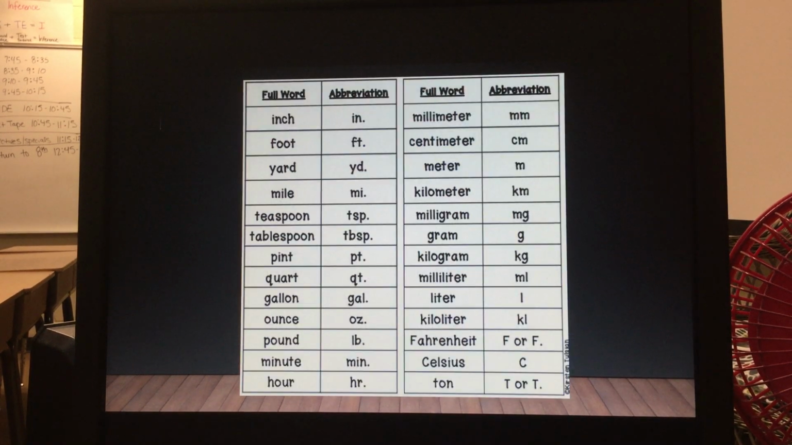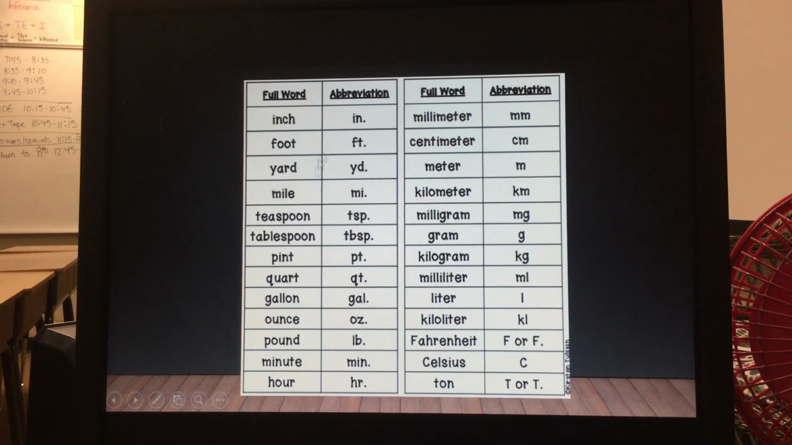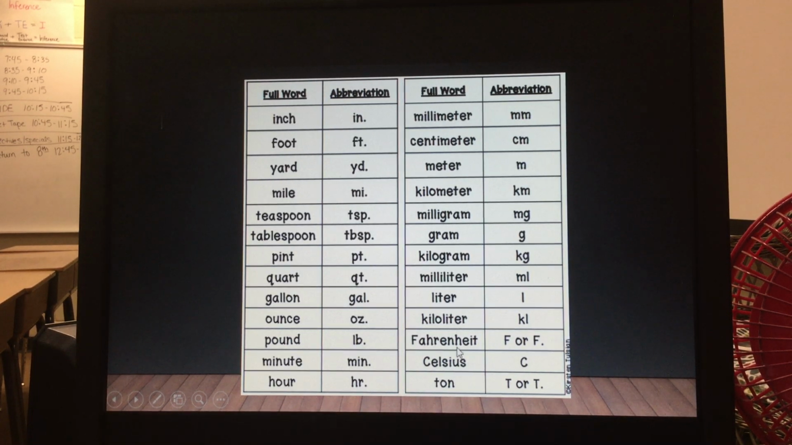So let's look at the list. On this side, we have our standard. Standard units of measurement are in lowercase and they end with a period. So inch, foot, yard, mile, teaspoon, tablespoon, pint, quart, gallon, ounce, pound, minute, and hour. You can see some of them have some weird letters in there. And then on this side is your metric. Metric is in lowercase, but they do not use periods. And then Fahrenheit, Celsius, and ton are exceptions to the rule.